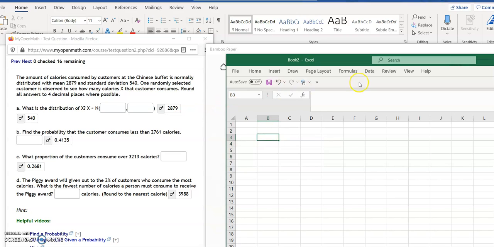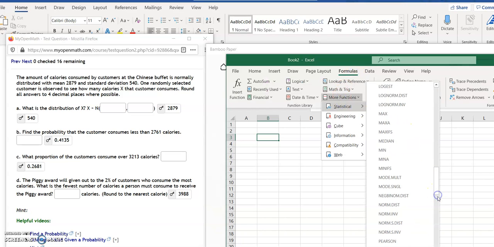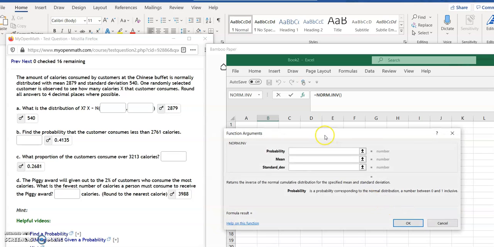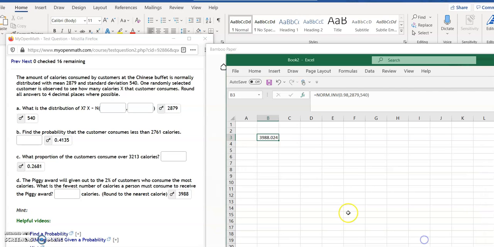Okay, so this time I'm going to use formulas, more functions, statistical, norm.inv. Okay, probability 0.98, not 0.02, 0.98. Mean is 2879. Standard deviation is 540. There's my answer, 3988 calories.